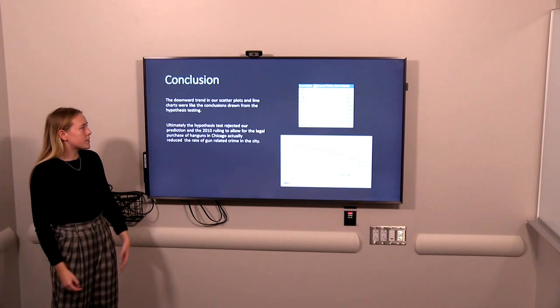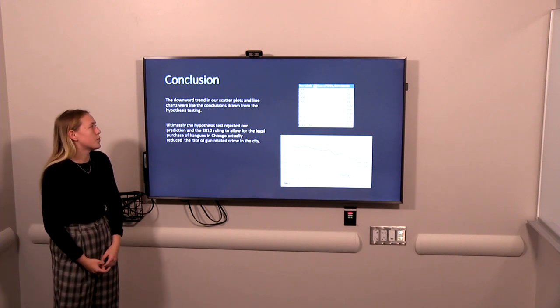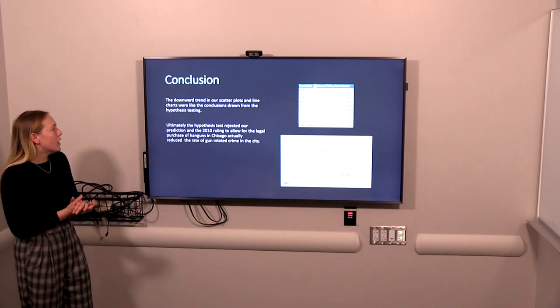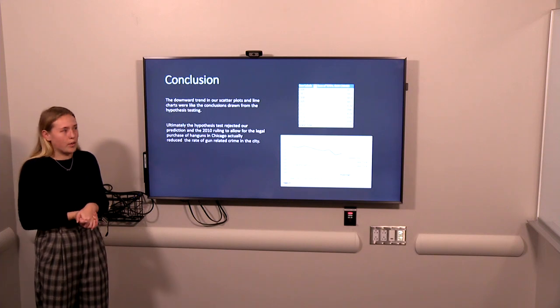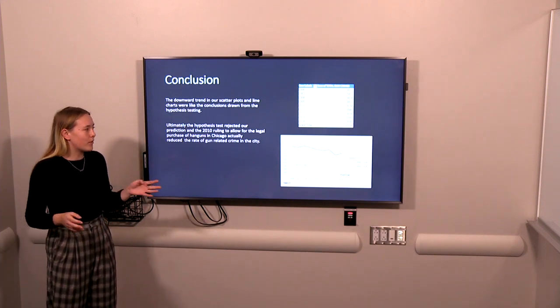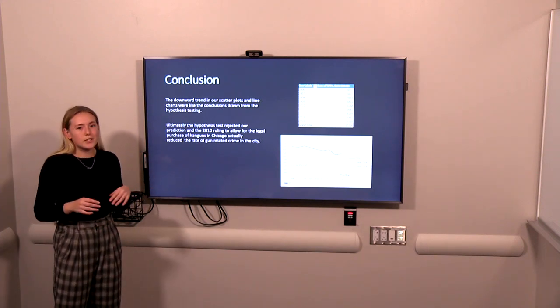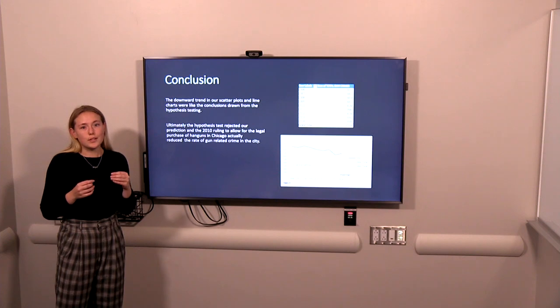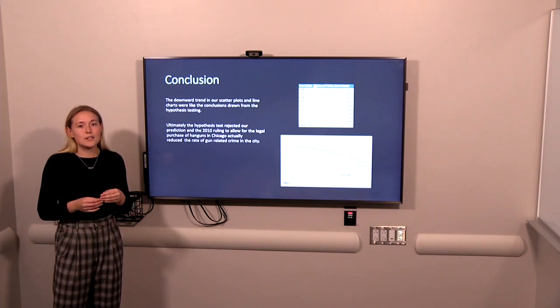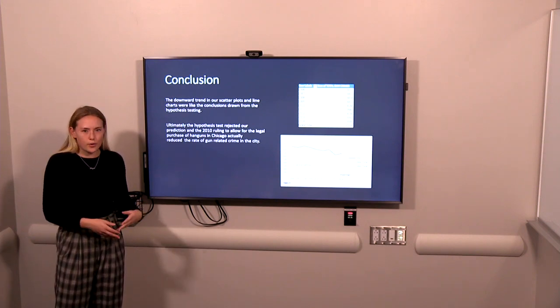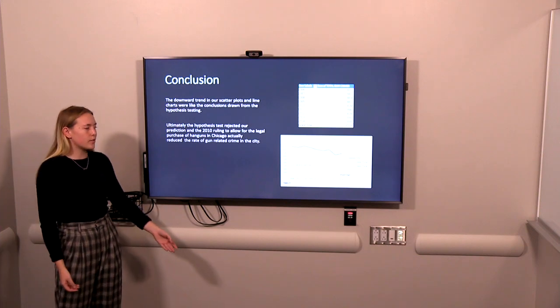So the downward trend in our scatter plots and line charts were similar to the conclusions that we drew from the hypothesis testing, and ultimately we found that the 2010 ruling to legalize handguns did not increase gun-related crimes. In fact, they decreased it over time.